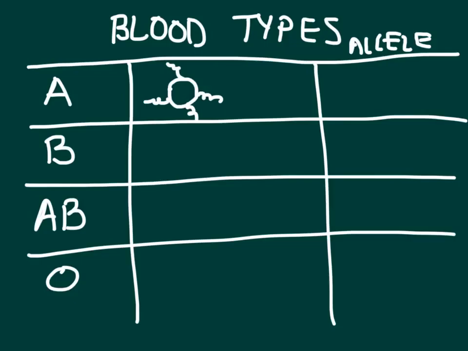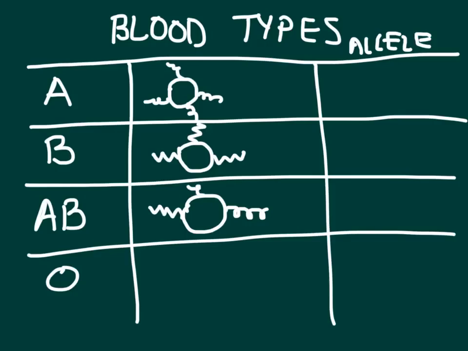If you have B blood, so you got the allele that codes for B, the protein on the surface of your blood is a different shape, so zigzags instead of curlicues. If you got type AB blood, you have a combination of the A curlicue and the B zigzag. And if you got type O blood, there are no shaped proteins sticking out of the surface of your blood cell. There are none at all.